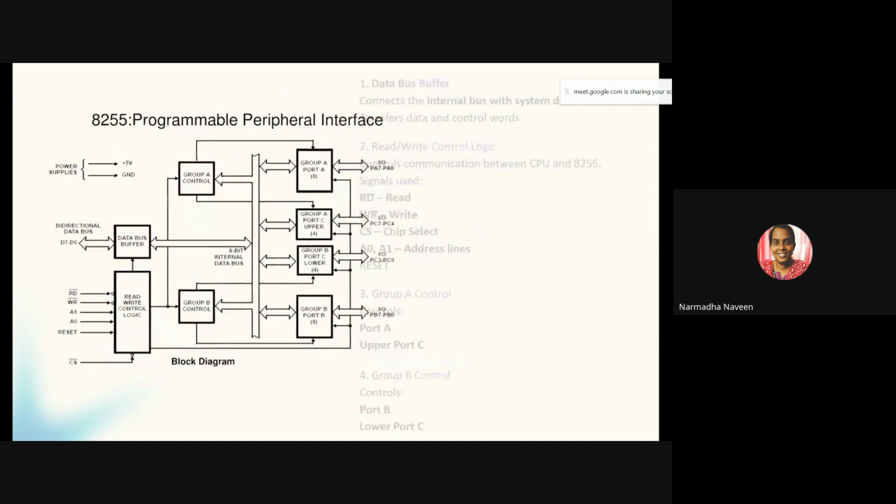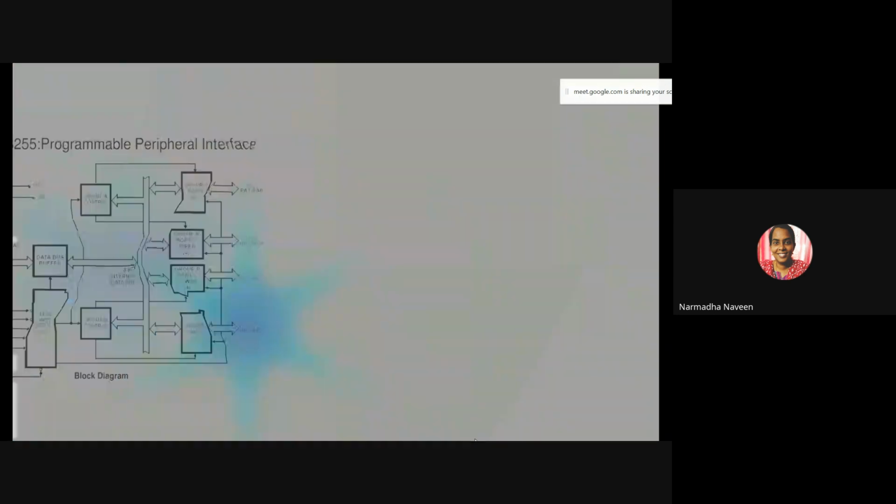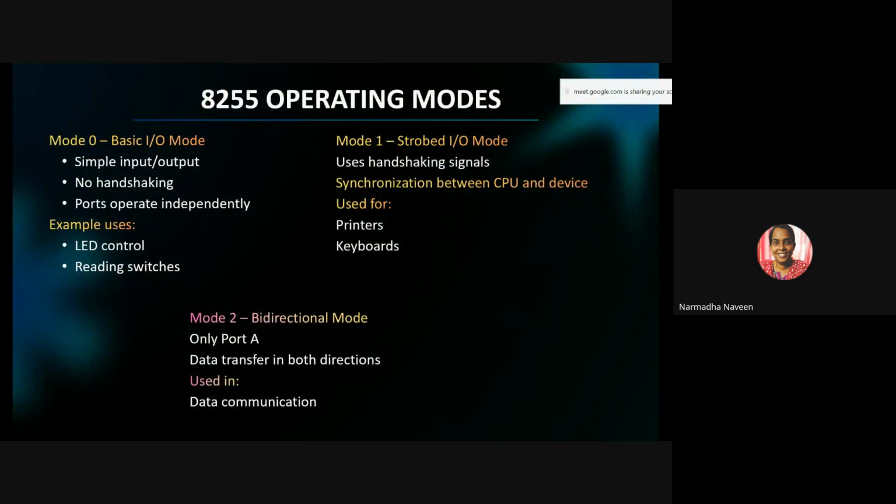This is about the 8255, and here is the explanation which we can go through. So now, what are the different modes of operation? The 8255 operates in three different modes. The first is mode 0, that is the basic input output mode.